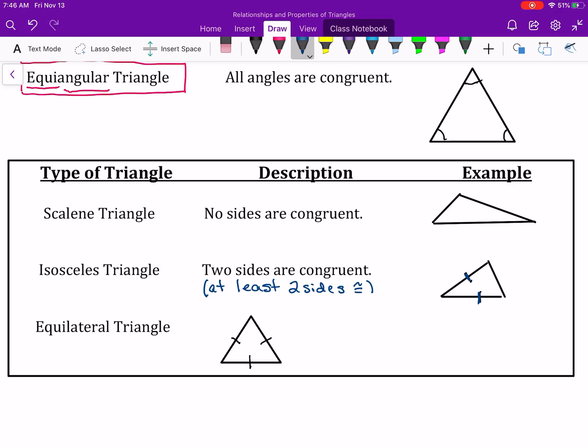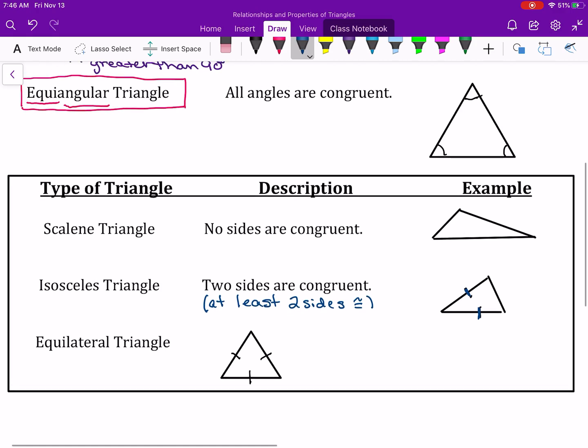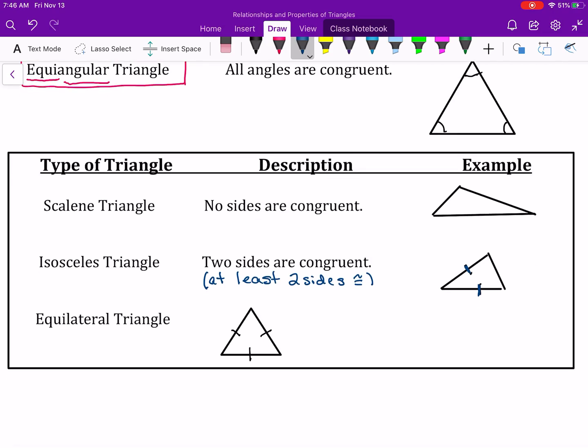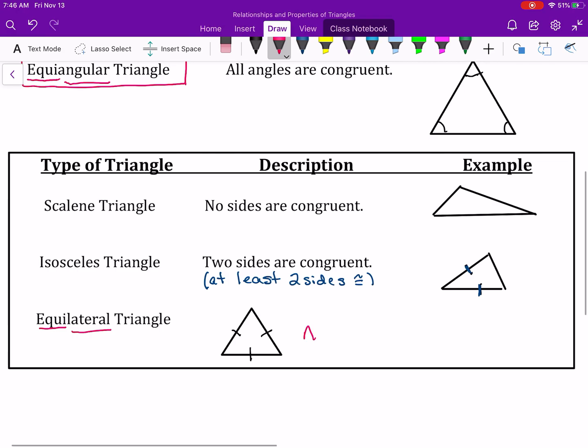If we have three sides, we have a better name for it. Like we had a better name for three angles being congruent, which was equiangular. If we have three sides the same, it's equi for equal. Lateral means sides, so equilateral triangle means all three sides are congruent. All three sides, a more descriptive name.